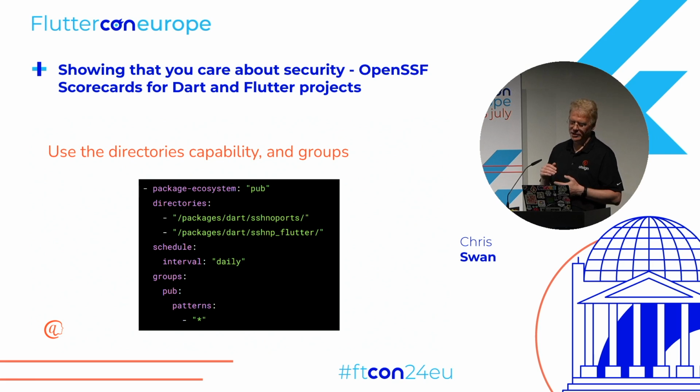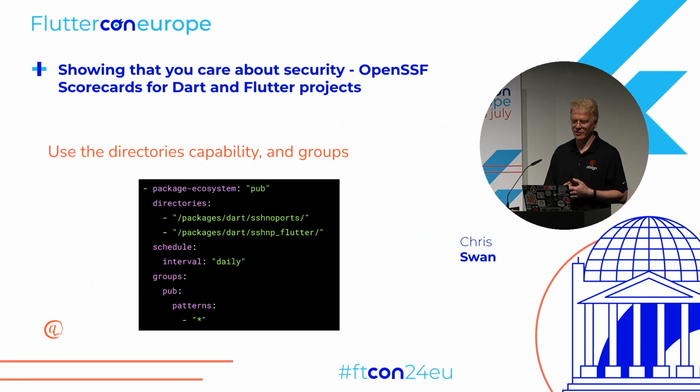What changed recently is that instead of the directory keyword in the YAML, we can now have directories, and we can pass in a list of directories, and we can give all of the locations here for, say, our pubspec files. That on its own will not consolidate your pull requests. So you have to combine that with the groups functionality.